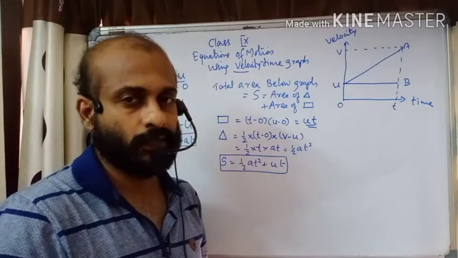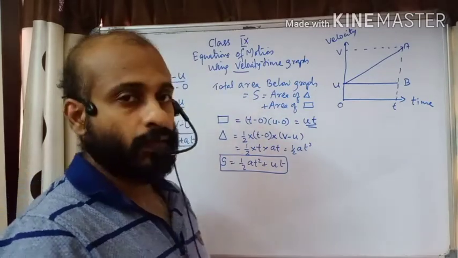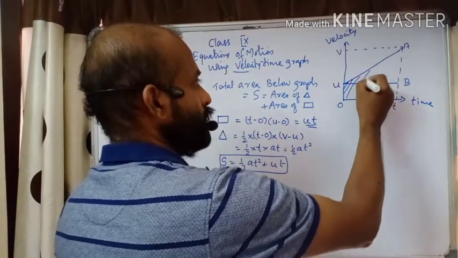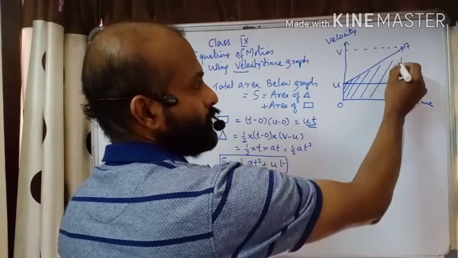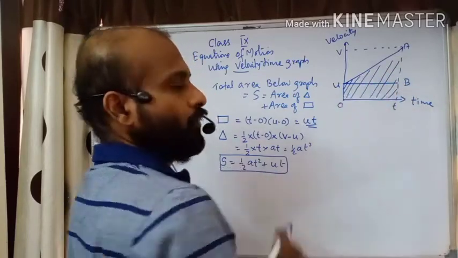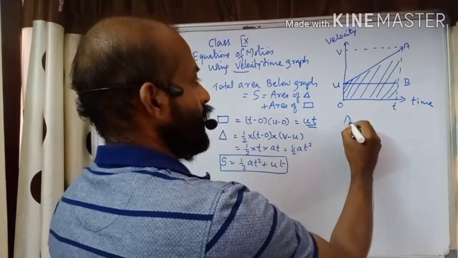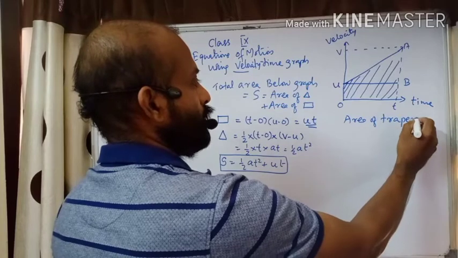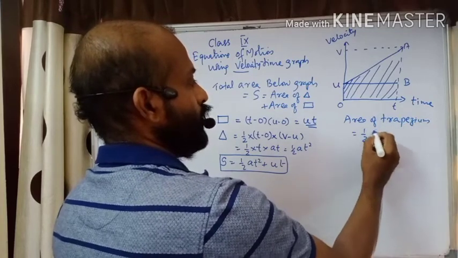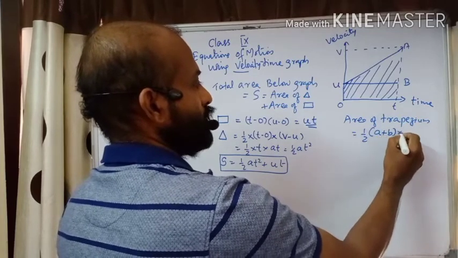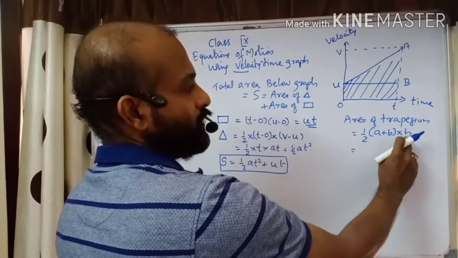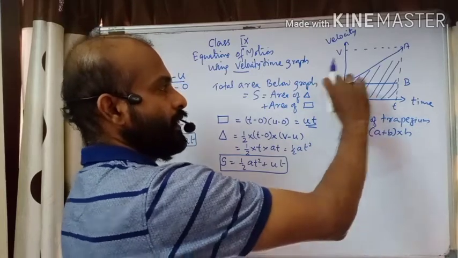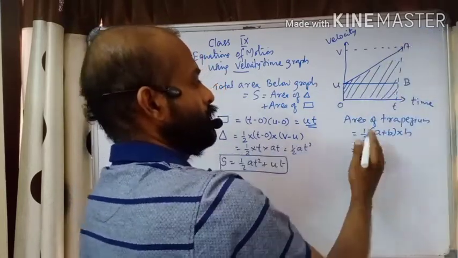Now we move to the third equation. To find the third equation, we will shade the entire area. When you shade the entire area, we get a trapezium. How will you find the area of a trapezium? We know the standard equation: area of trapezium is equal to half into A plus B into H. What is H? This length is H. And what are A and B? This length is A and this length is B.